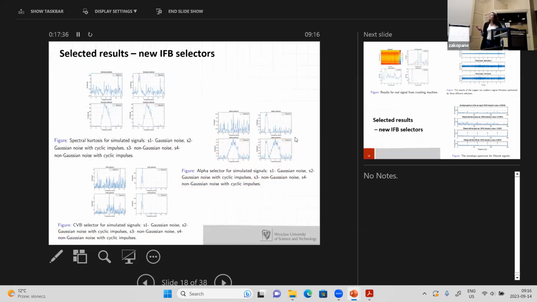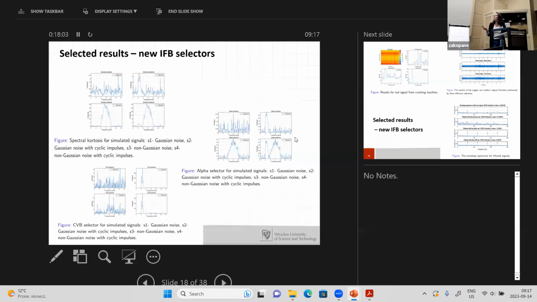So the spectral kurtosis, another method that we proposed a few years ago, and the conditional variance-based statistic, which is a robust statistic for the considered problem. Kurtosis completely failed for the non-Gaussian noise. Here we are not expecting the local damage. However, kurtosis indicates something, which is of course a bad result.